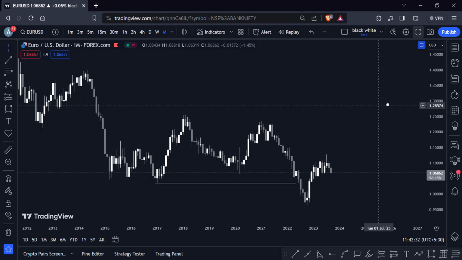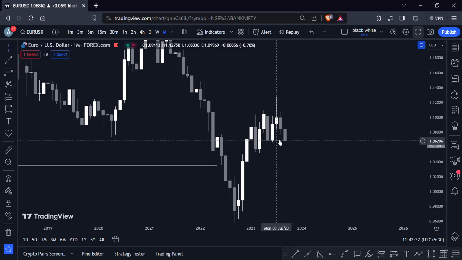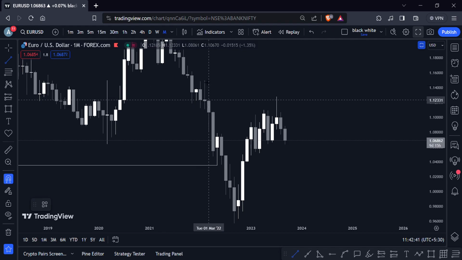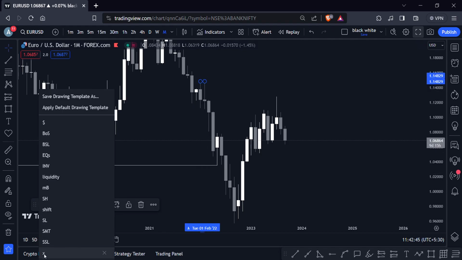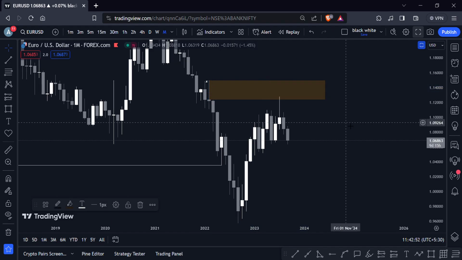So we are already in a bearish bias since there is nothing to mitigate in monthly. Sorry about it. So this is the range. This is the area from where the market is actually reacting, keeping it like this.